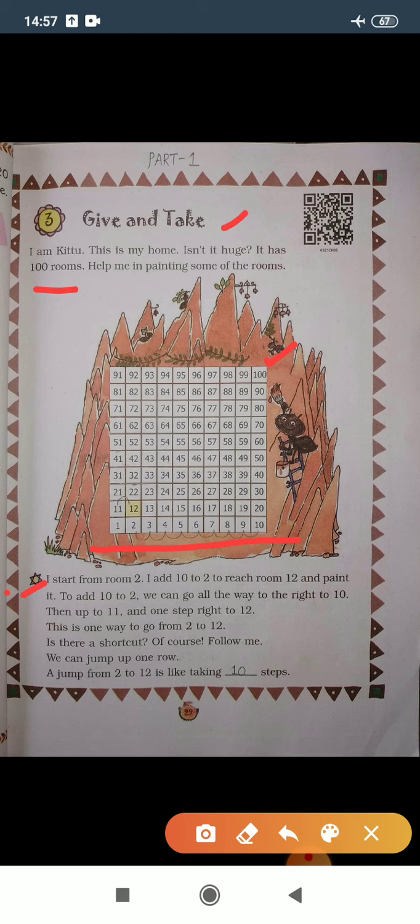So let's read. I start from room 2. So Kittu had started from room 2. I add 10 to 2. So tell me, if we add 10 to 2, the answer will be 12. Yes. To reach room 12 and paint it, add 10 to 2. So this question I will explain to you on the number line. So let's see.